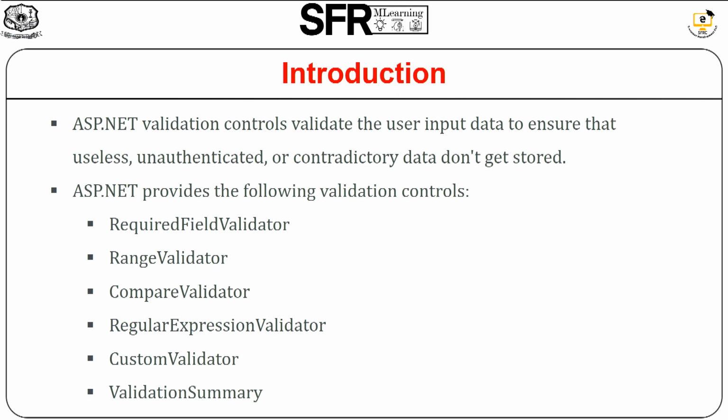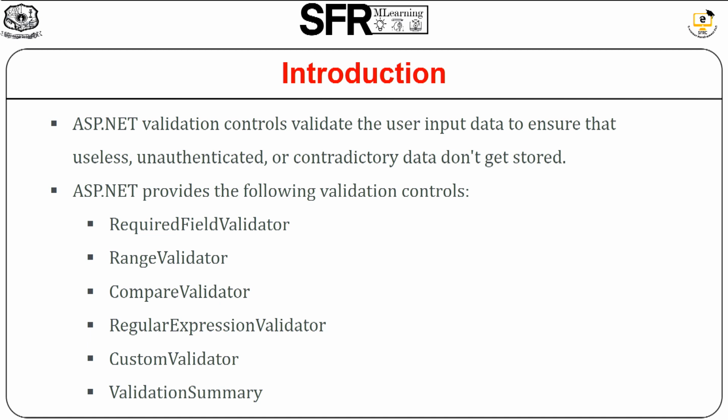The first validator is the required field validator. The second one is the range validator, the third one is the compare validator, the fourth one is the regular expression validator, the fifth one is the custom validator, the sixth one is the validation summary. We have a total of 6 validation controls in ASP.NET. For these 6 validation controls, we have one base validator class which is common to all the 6 validation controls.